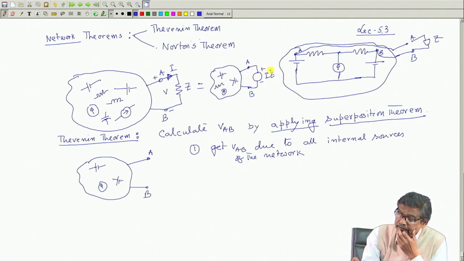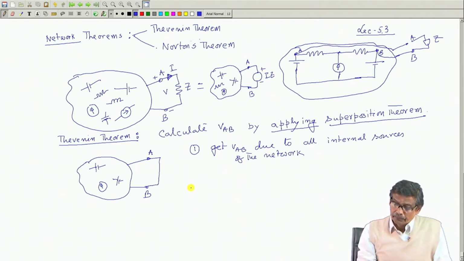and this should then be replaced by a short circuit, is it not? This source is short circuited, and all these sources are present, and I will get this current, whatever it is. So VAB will then be 0 as it appears. If you replace this by a short circuit, VAB will be 0.